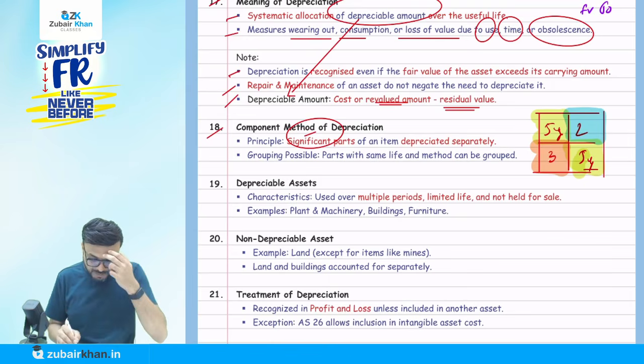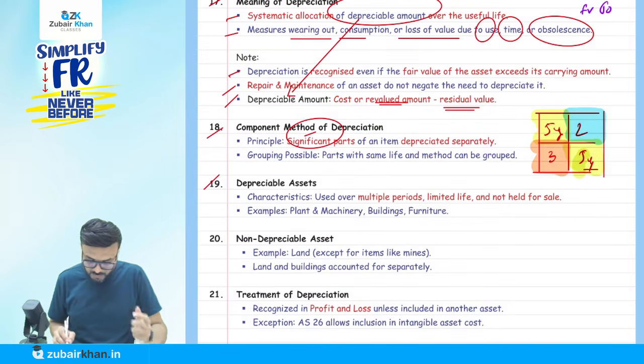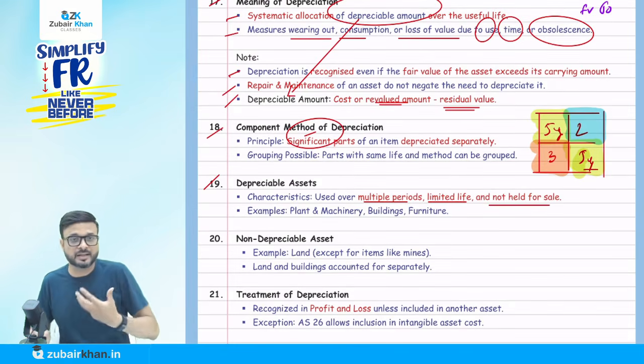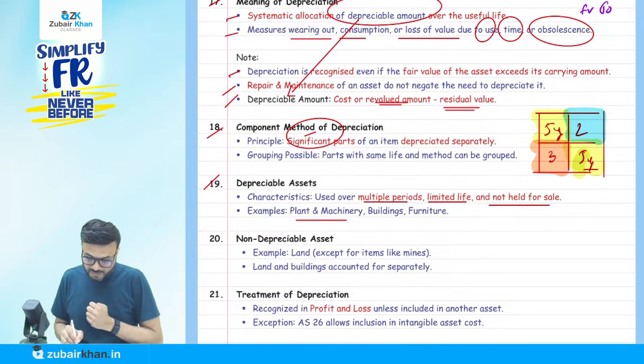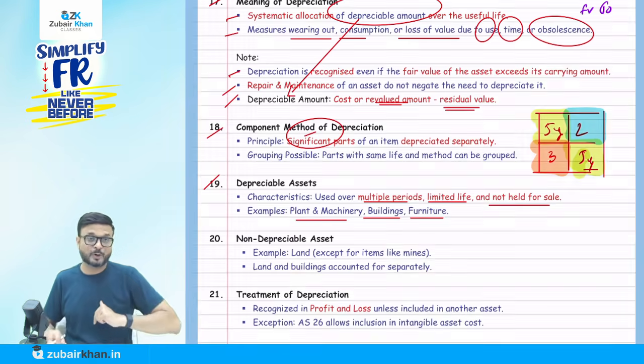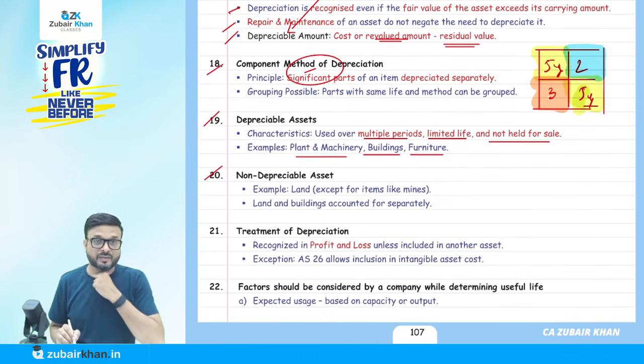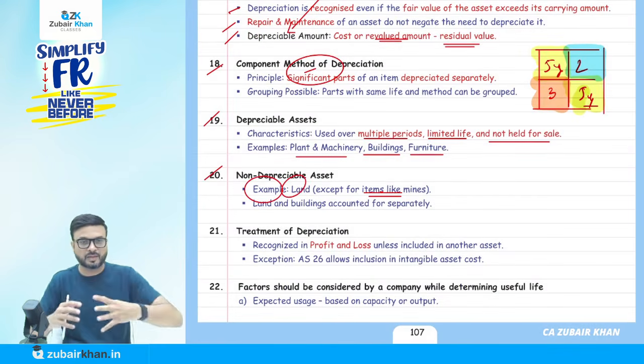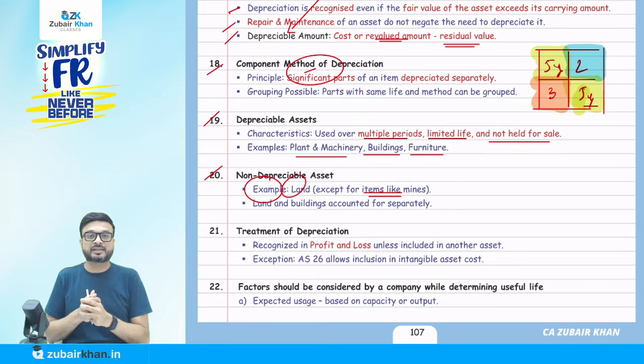Now, a depreciable asset is one that has a useful life. Its characteristics are use over multiple periods, limited life, and not held for resale. If it is for resale, then it is inventory. Examples are plant and machinery, building and furniture. We don't charge depreciation on land because there is no limited life of that. It is a non-depreciable asset, except items like mines, which are taken for a certain period. That's a different thing.